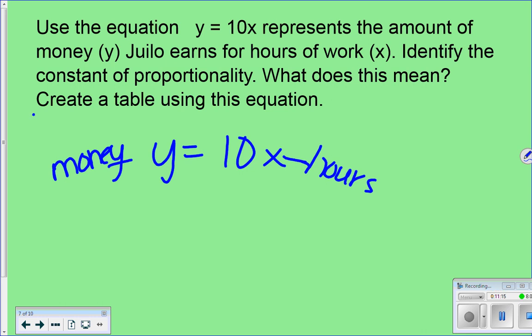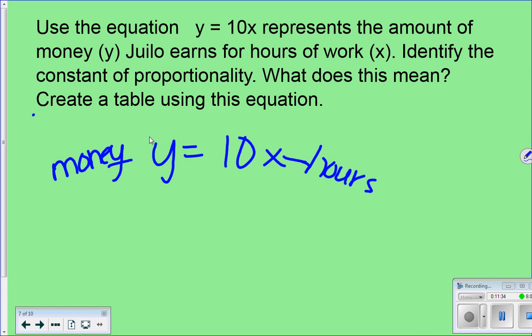Identify the constant. What is the constant? 10. You're right. Is that in the place where the k should be? Yes, so that's my constant. Everybody catching it so far? Okay. Everybody good so far? Okay. What does this mean?